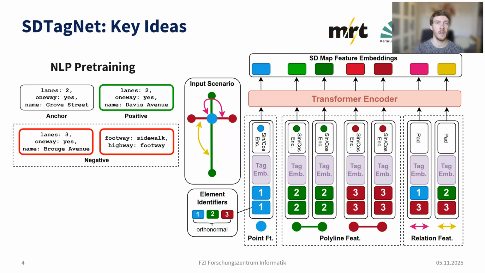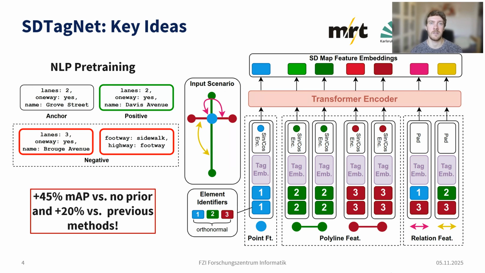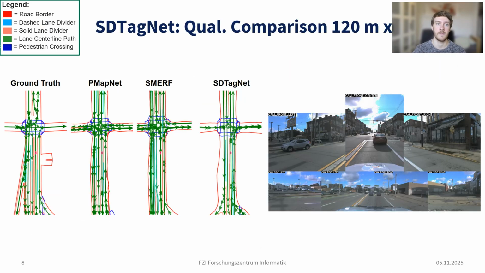All of these changes result in a 45% mAP gain versus having no prior, and even a 20% mAP gain versus methods that already use SD-map priors.